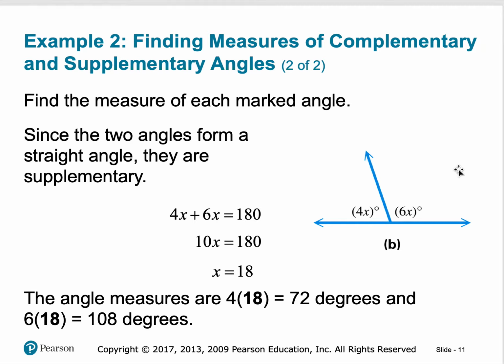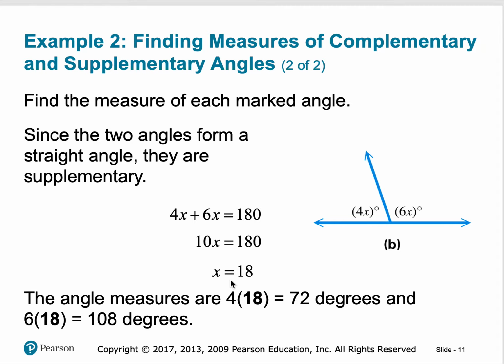This is a similar question where I'm asking you to find the measure of each angle and they're on a straight line. If we remember, a straight line angle is going to be 180 degrees. So if two angles are adjacent, which means next to each other, on a straight line, I know that they're going to add to 180 degrees. So I'm going to take 4x and 6x and add them together to get 10x, and I'm going to set that equal to 180.